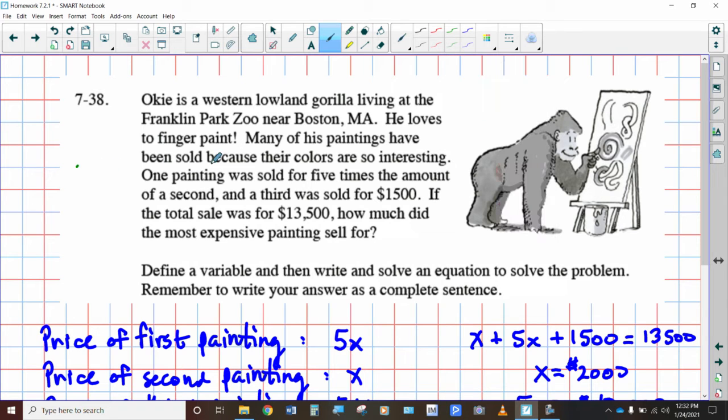Many of his paintings have been sold because their colors are so interesting. One painting was sold for 5 times the amount of the second, and the third was sold for $1,500. If the total sale was $13,500, how much did the most expensive painting sell for?